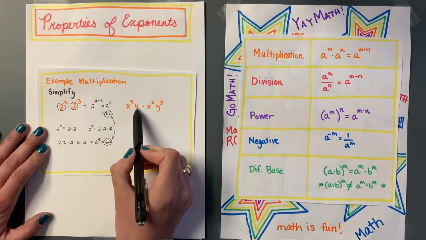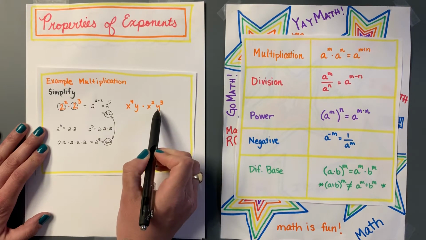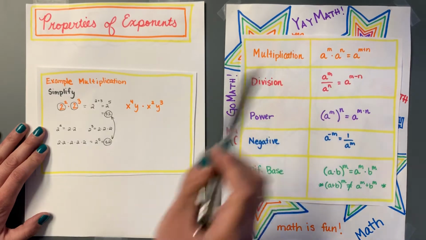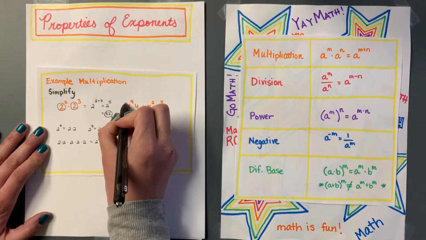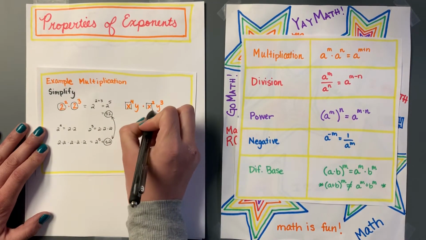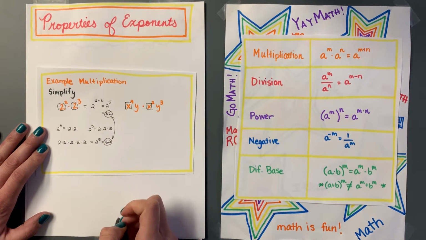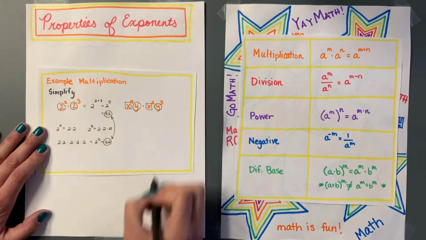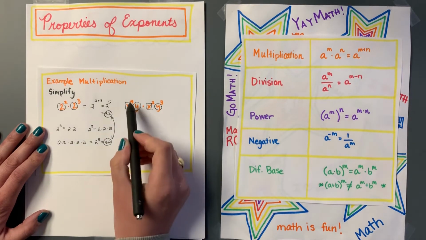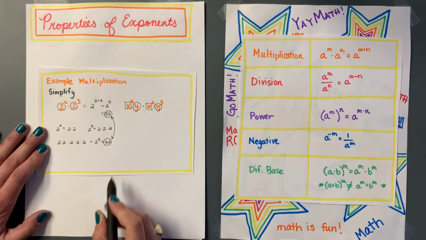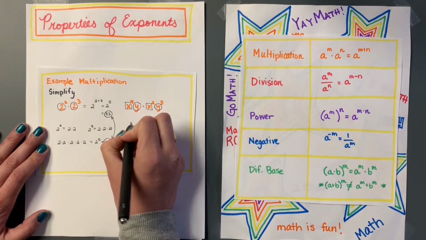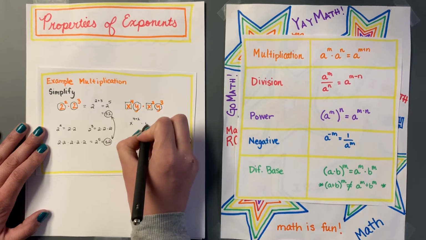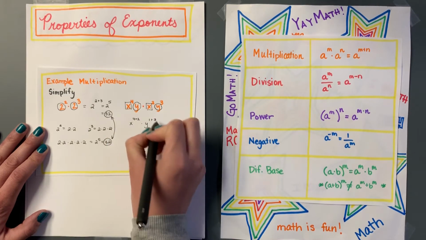So I have x to the 4th y times x squared y cubed. Now we're keeping in mind that the bases need to be the same. So what I notice here is that I have x to the 4th and x squared. Those have the same base. And then I have y times y cubed. I'm going to be able to combine the things that have the same base. So this will become x to the 4 plus 2 times y to the 1 plus 3.